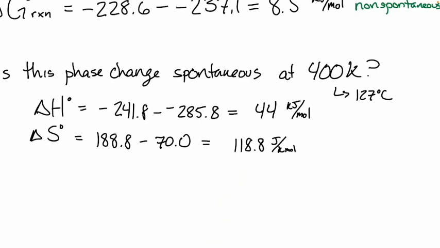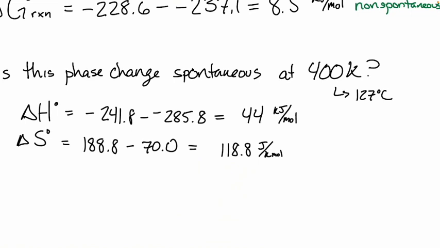All right, so we get our delta H and our delta S using those values from our table. And indeed, we see that we have an endothermic reaction that is entropically favorable. All right, so that checks out.